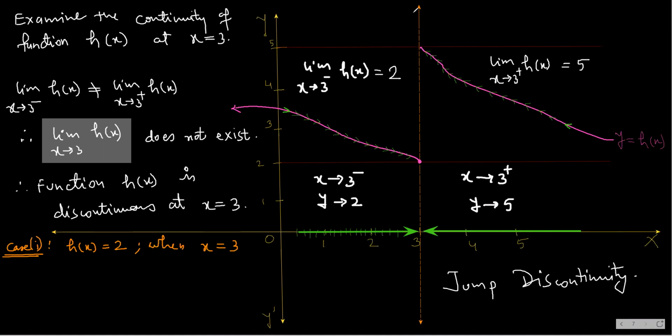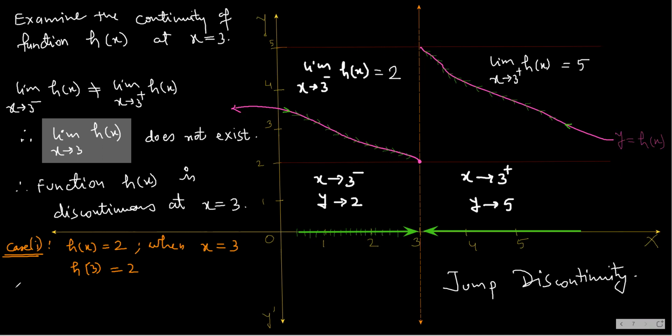Okay, so what would we write here? We would write, therefore, h of 3 is equal to 2. And remember, students, when such a thing happens, that is, the left hand limit of the function is 2 and the value of the function is also 2, you would say the function is continuous from the left.